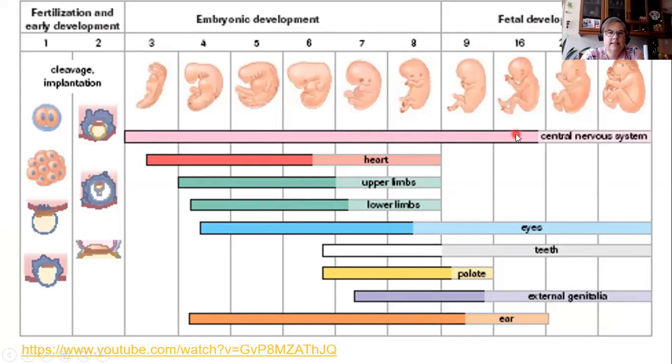So for example, if a baby is exposed to a teratogen within the first trimester, well, look at when all that central nervous system development happens in the first trimester. Heart development, first trimester. Upper and lower limbs, first trimester. Eyes, right? So we see the majority of this development is in the first trimester, which means exposure to teratogens, the biggest impact typically is in the first trimester, okay?